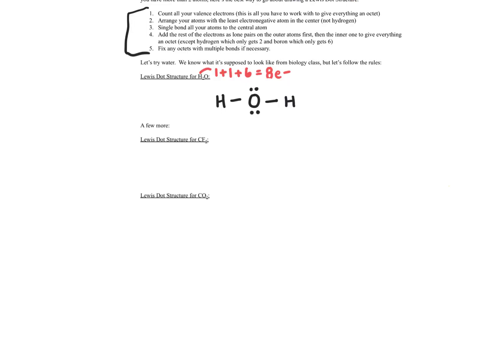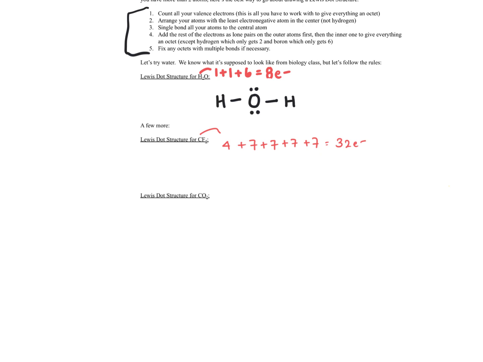Okay, let's check out another one, CF4. So the carbon has 4 valence electrons, and then each of the fluorines have 7. So I'm going to add those all up, and I get a total of 32 electrons to work with.